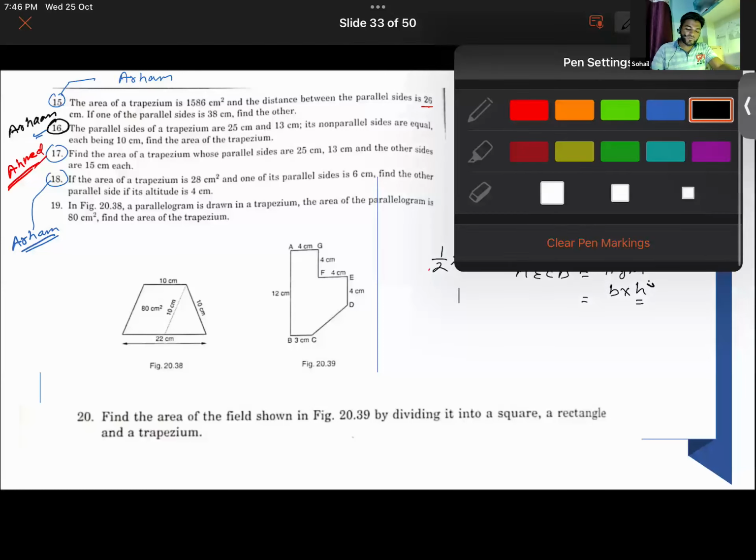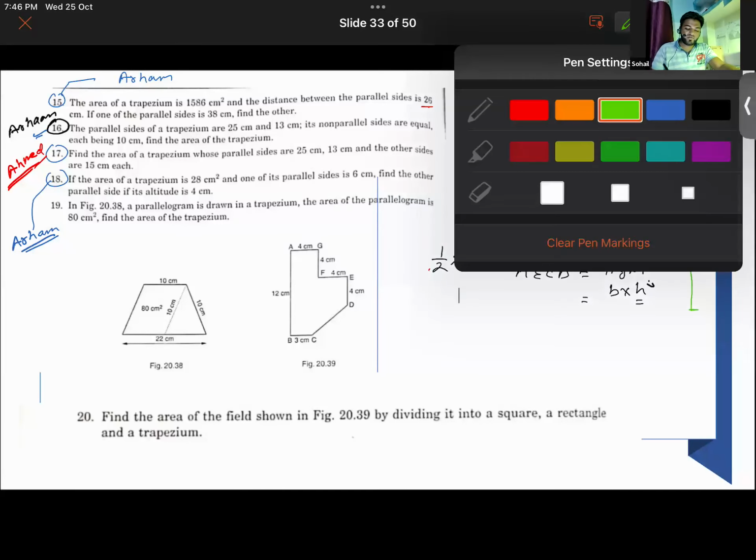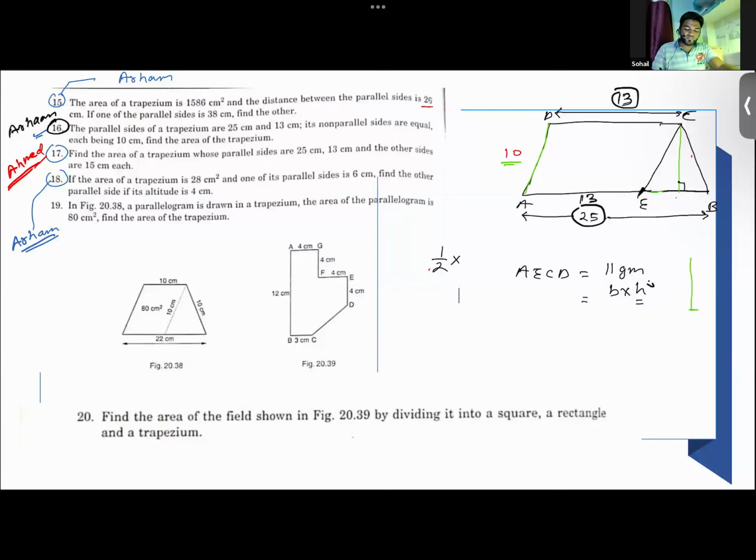Now look over here. Let's do a construction. We have drawn the height. Why will we not take the 10 here? Because height is a perpendicular line. AD and BC are not perpendicular lines, are they? Height will always be a perpendicular line. So let's take CF as the perpendicular height. But here you will only get the area of this parallelogram. You have the whole trapezium over here, so we have this triangle also.